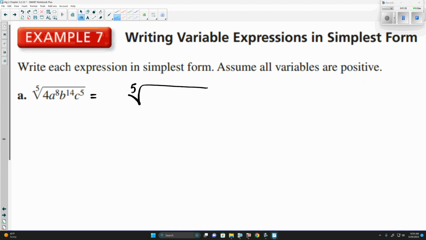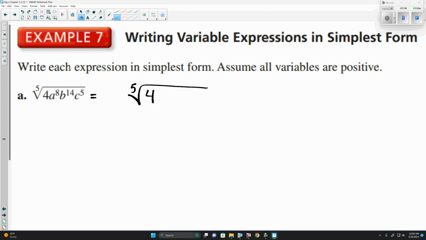Now the first thing we're going to do is look at this here. Can we take the fifth root of 4? No, not evenly, and there's no way to even take out a fifth. So, since we can't take the fifth root of 4 or simplify it in any way, the 4 is going to stay inside the radical.